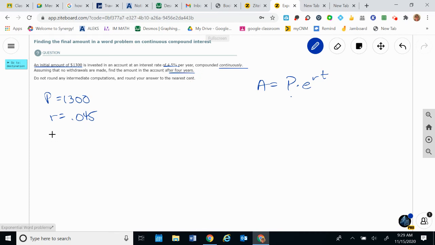Compounded continuously after 4 years, so t is equal to 4. So we plug it in. A is equal to 1300 times e to the 0.045 times 4. And you can do the calculation on that, because I don't think you need that help anymore. I don't think that's the hard part, okay?